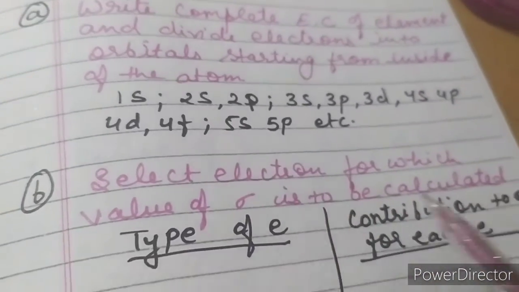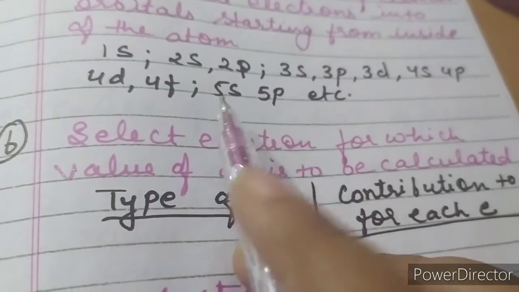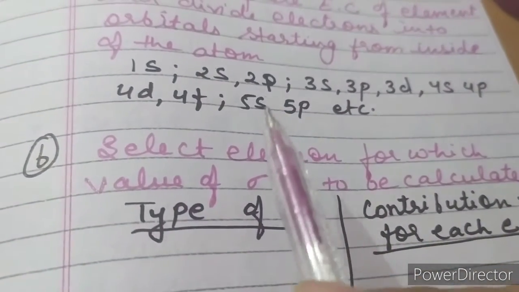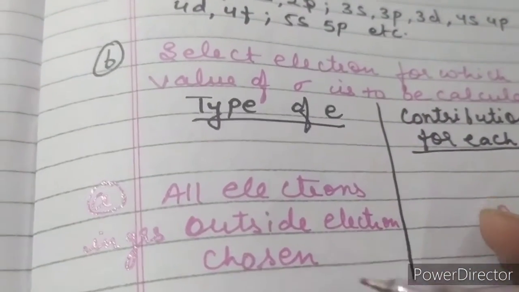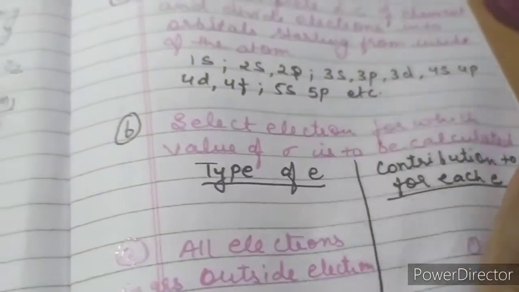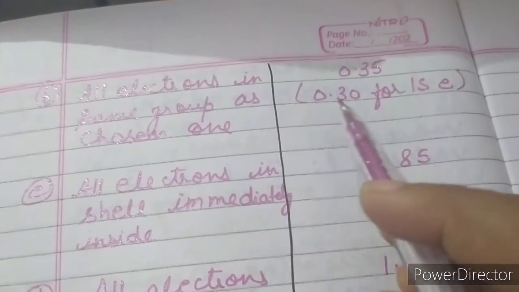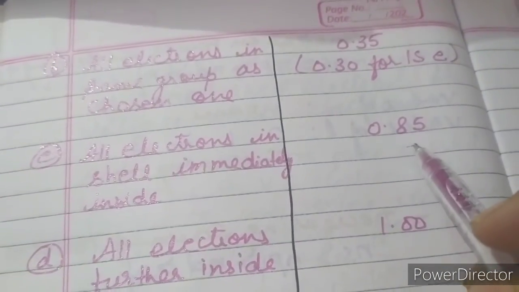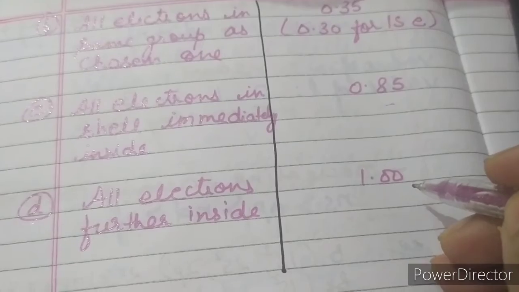Then we'll select the electron for which the value of sigma is to be calculated. If you have to calculate the value of sigma for 5s electrons, we'll select a particular electron. Now what is the contribution of each electron to sigma? Number one, all electrons outside the chosen electron contribute 0, and all the electrons in the same group as the chosen one contribute 0.35, and 0.30 for a 1s electron. All electrons in the shell immediately inside contribute 0.85, and all the electrons further inside contribute 1 to the value of sigma.